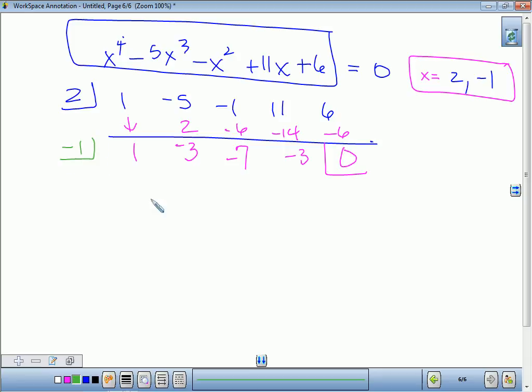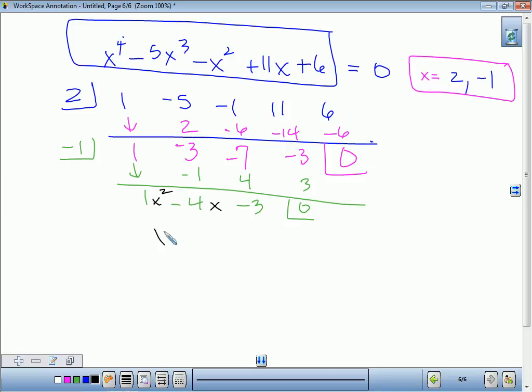Negative 1. Do not start over. You got to use this answer. So we bring it down, we multiply, we add. We multiply, we add. We multiply, we add. Yay, we get 0. So now we're left with a quadratic, because remember we just go backwards. No x, x to the first, x squared. So this is x squared minus 4x minus 3.